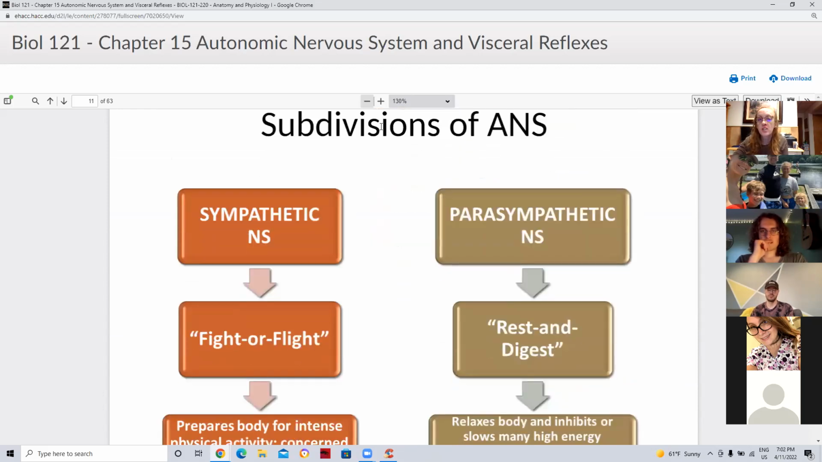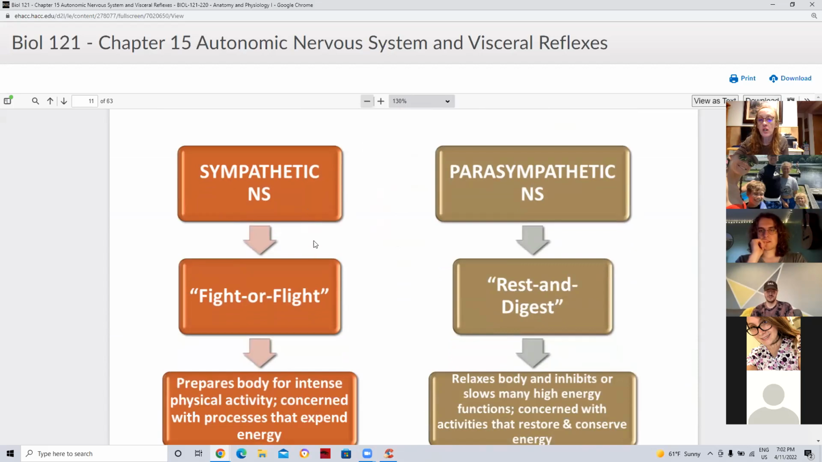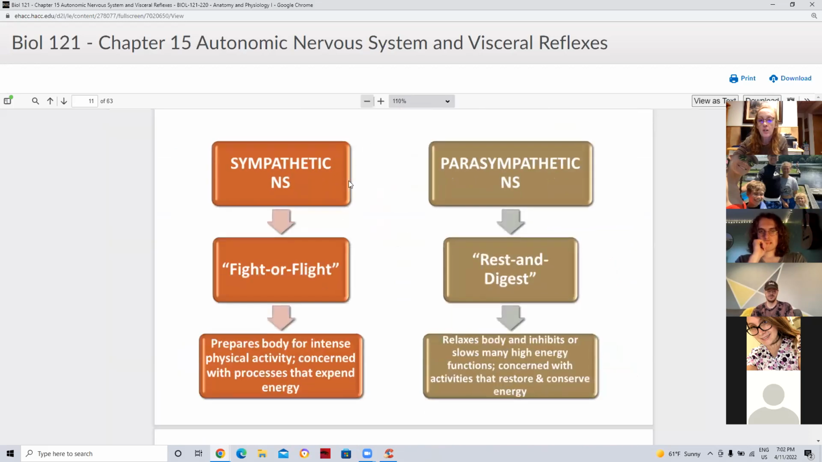So the subdivisions: the sympathetic nervous system is your automatic fight or flight, prepares the body for intense physical activity, concerned with processes that are going to expend energy. The parasympathetic nervous system is rest and digest, relaxing the body and inhibiting or slowing many high energy functions. Concerned with activities that restore and conserve energy.